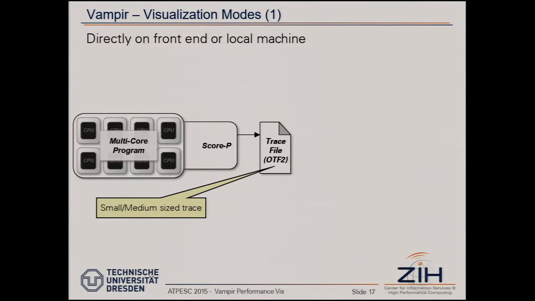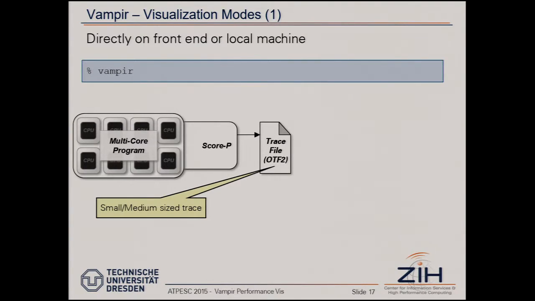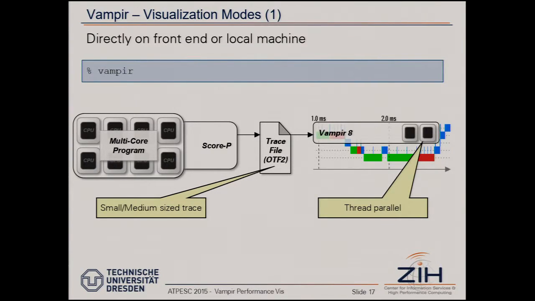So typically, you have a small or medium-sized trace file that you've generated with SCORP, and you just start Vampir. If it's on your local machine, it has an icon. It pops up. And then you say open file, and you select the file, and we'll load it, and then you're all happy, and then you can start going.